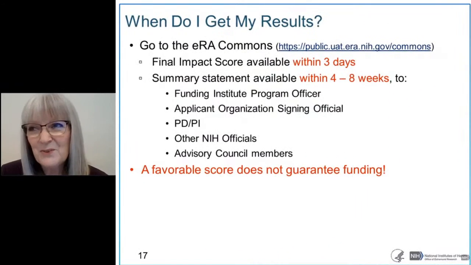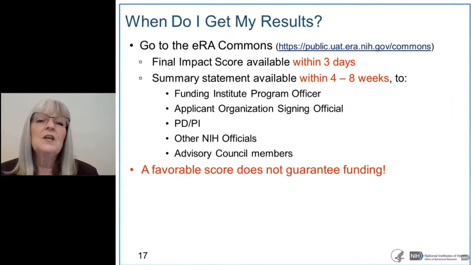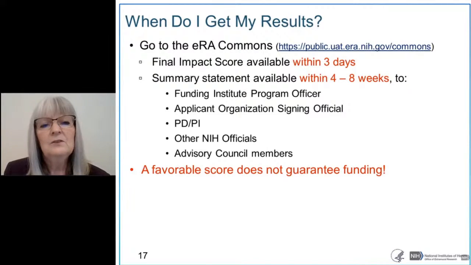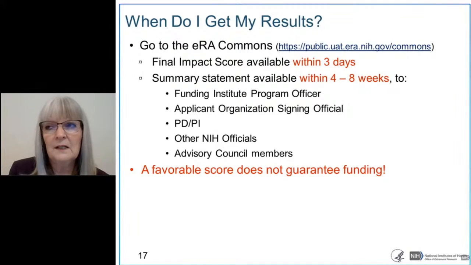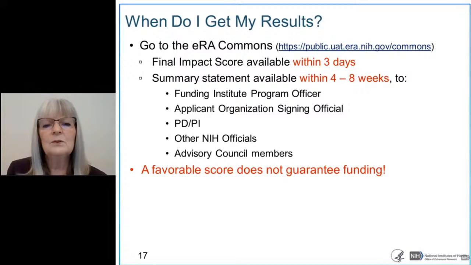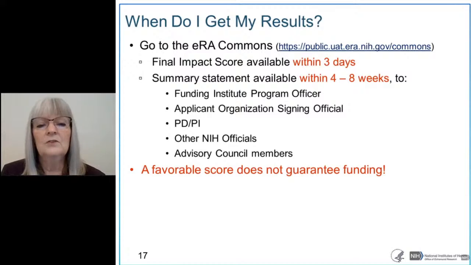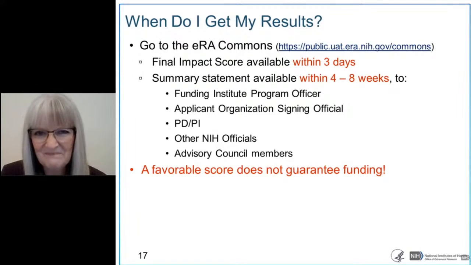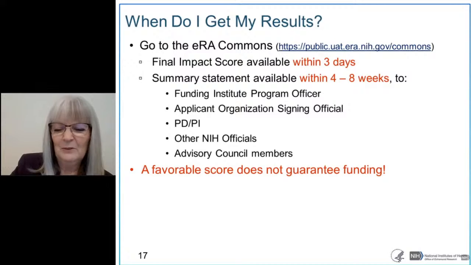So your application made it through the meeting. When do you get your results? Your results will appear in the ERA Commons. The final impact score should be available within 3 days after the meeting ends. The summary statement should be available within 4 to 8 weeks, and that is provided to the Funding Institute Program Officer, the NIH Program Officer, the applicant organization signing official, the program director or principal investigator, other NIH officials, and advisory council members. Remember, a favorable score does not guarantee funding, and so don't start celebrating quite yet.